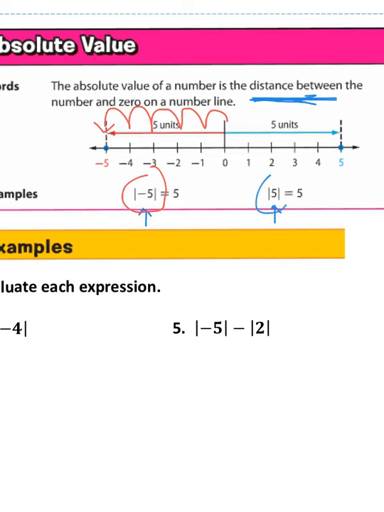So for the absolute value of positive 5, you just start from 0 and count to positive 5: 1, 2, 3, 4, 5. And it turns out it's also 5 spaces. So in other words, the absolute value of negative 5 and the absolute value of positive 5 are both 5, because they're both 5 spaces from 0.